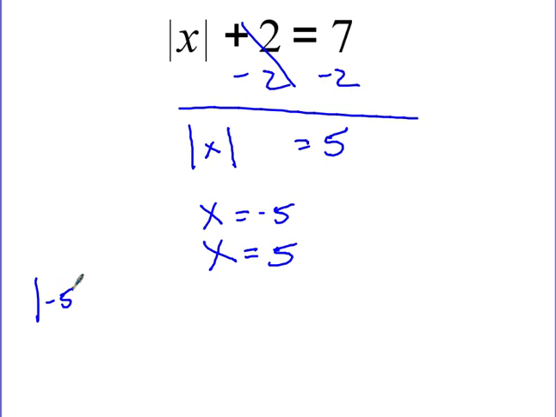You can always plug it in to double check. If I plug in negative 5 for x in the absolute value of x plus 2 equals 7, well, the absolute value of negative 5 is 5, and 5 plus 2 gives me 7. And we know it would also work with positive 5 as well.